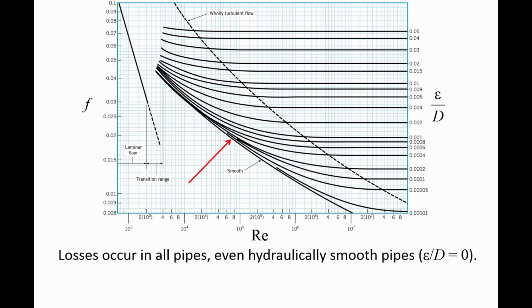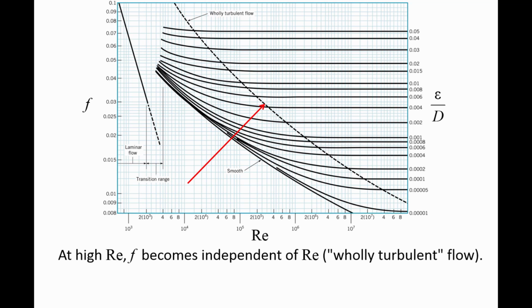It is important to remember that frictional losses occur in all pipes, even if they are hydraulically smooth and have very small relative roughness values. Pipes made of glass and plastic are examples of pipes that are hydraulically smooth. For these types of pipes, the friction factor is found using the lowest curve on the Moody chart. At relatively high Reynolds number values, notice that all the curves become horizontal, which means the friction factor becomes a very weak function of the Reynolds number. We call this flow regime wholly turbulent. Physically, it represents a flow where the size of the viscous sublayer has been reduced to the size of the roughness.